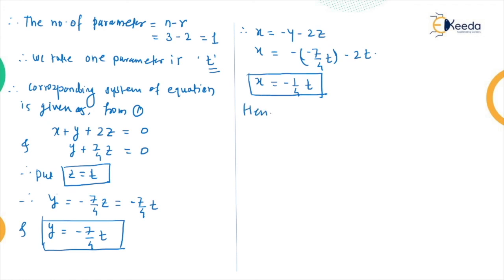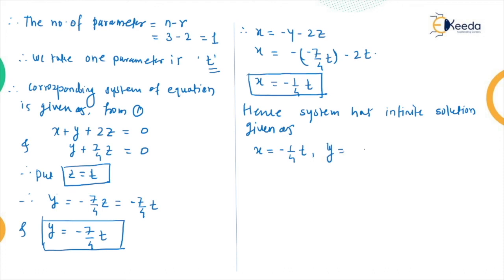Hence the system has infinitely many solutions, given as x equal to minus 1 by 4 into t, y equal to minus 7 divided by 4 into t, and z equal to t, where t is a parameter. And this is the solution of your given system of equations.